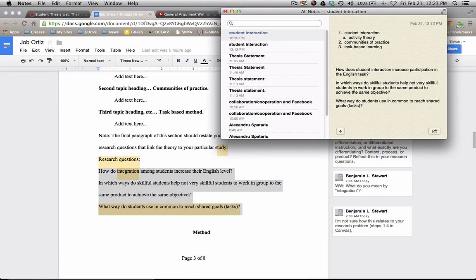So what's your second research question? It was that one. In which way do skillful students help not very skillful students to work in a group to reach the same product, to achieve the same objective? Oh, but you have another question. What ways of working do students use in common to reach a shared goal or task? But that's kind of the first question, no? Yeah, now that I think about it. So I guess we focus on that one question.